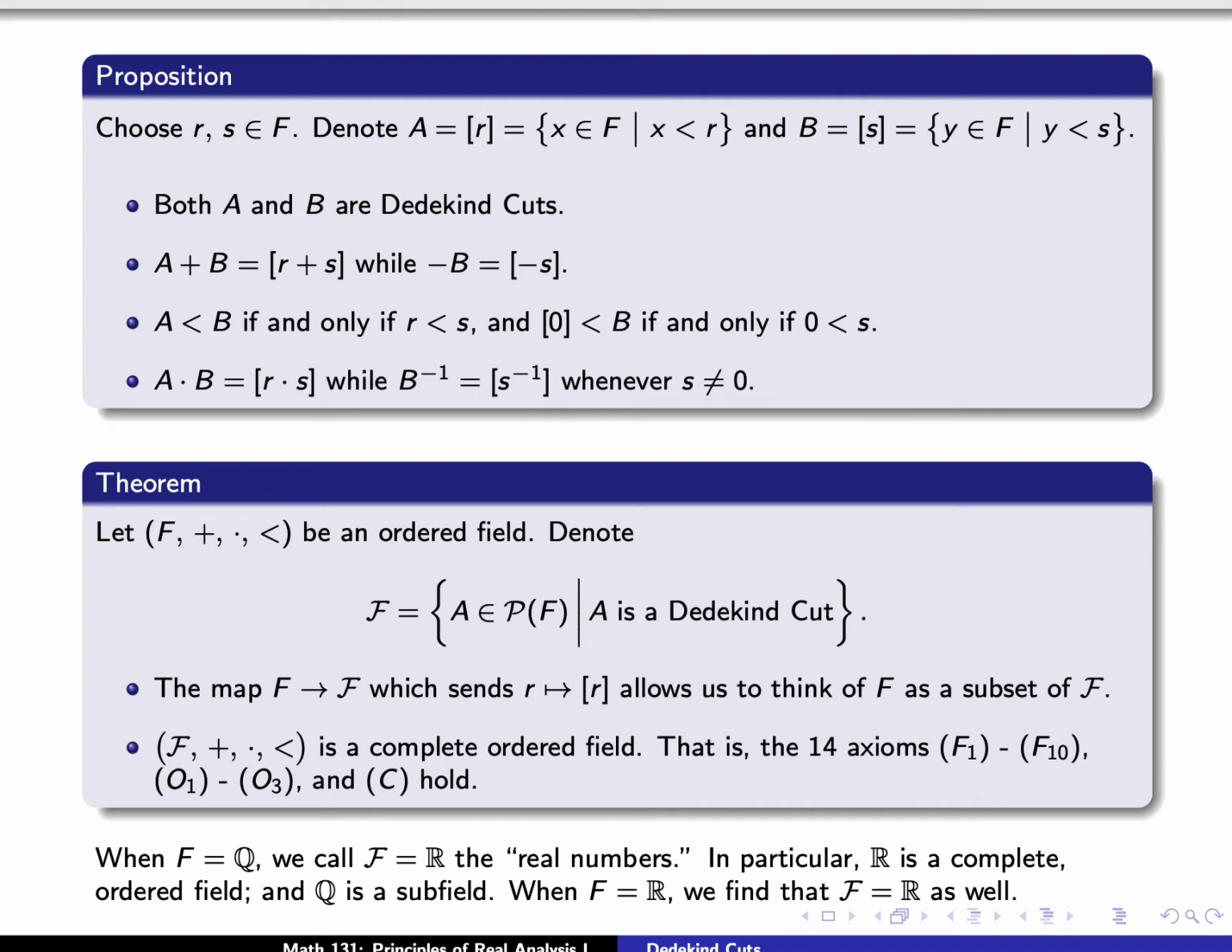When F is equal to Q, then script F here is just what we call the real numbers. In particular, this theorem actually shows that the real numbers is a complete ordered field, and the rational numbers is just the subfield. Actually, what's very nice about this construction is that even if we were to choose F to be the real numbers, and then do this construction all over again, we would actually find that script F is just equal to the real numbers all over again.